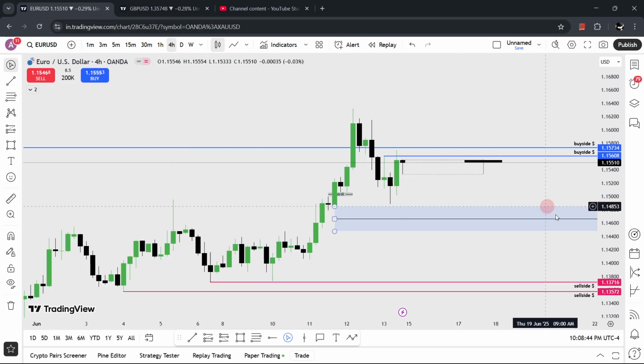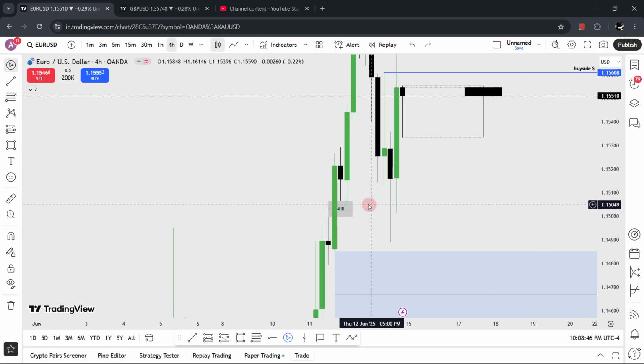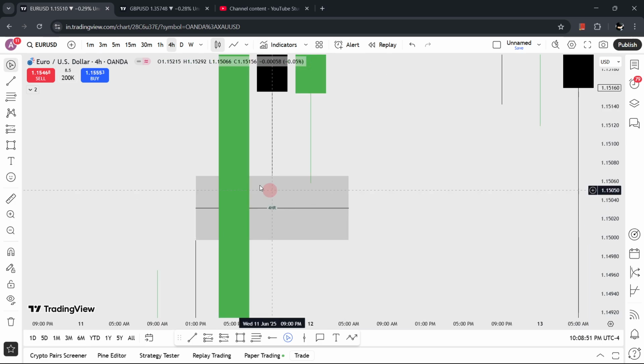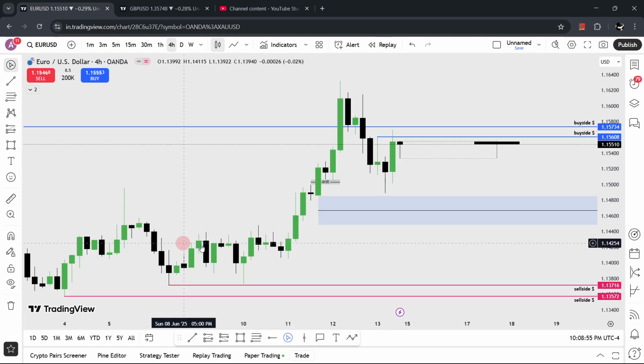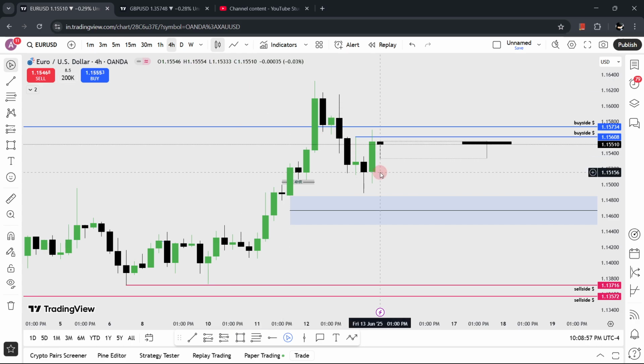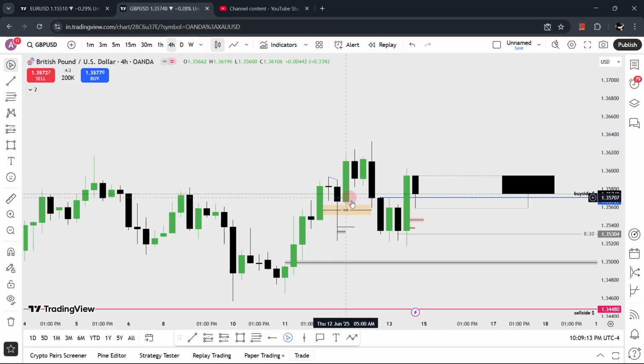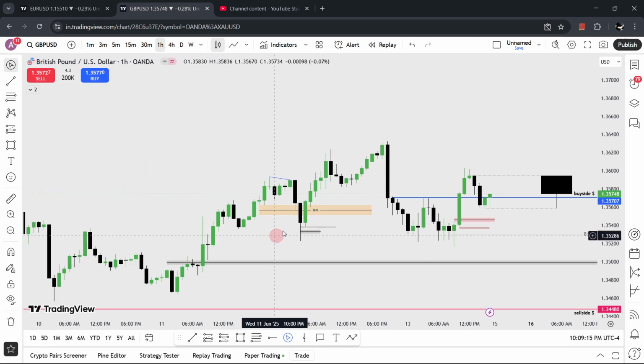In 4 hour, we have one gap on EU here. This 4 hour gap got mitigated. So I'm just extending this 4 hour. This 4 hour really worked on the next day also, that is Friday, 13th June 2025. So going to a 1 hour chart.